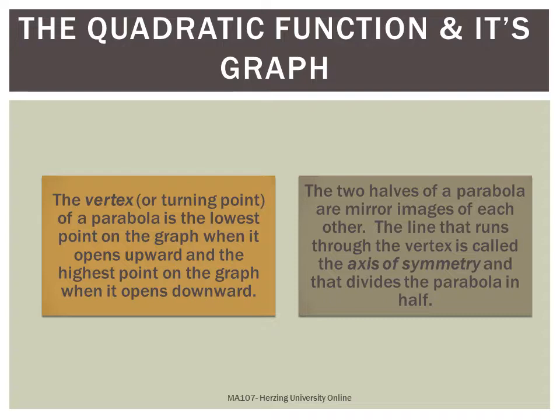The vertex, or the turning point, of a parabola is the lowest point on the graph when it opens upward, and the highest point on the graph when it opens downward. The two halves of a parabola are mirror images of each other. The line that runs through the vertex is called the axis of symmetry, and that divides the parabola in half.